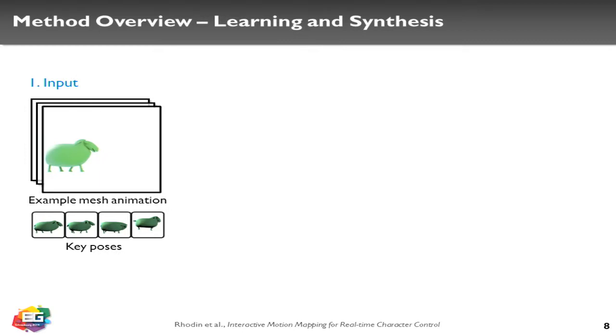So in this case, first they have an example. To learn the mapping, you need some examples. The first example is a set of animations that represents the character's possible motions. In this case, we have a sheep which is walking and then jumping. This example animation is based on key poses.